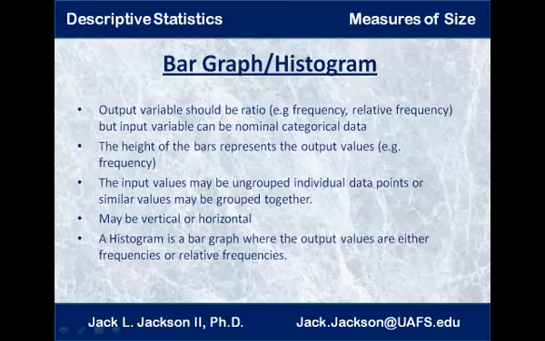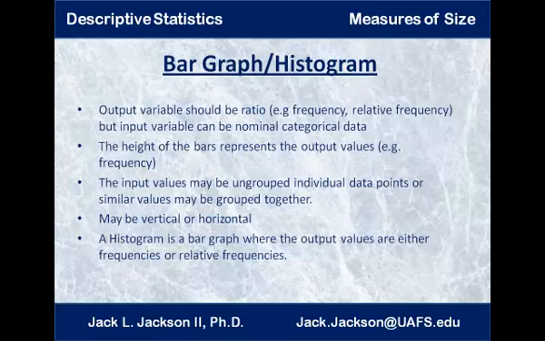A bar graph, and a histogram is a special kind of bar graph, the output variable should be ratio data, for example, frequency or relative frequency. But the input variable can be nominal categorical data or any higher level as well. The heights of the bars represent the output values, for example, the frequencies or possibly relative frequencies. The input values may be individual data points, or we can group similar values together.